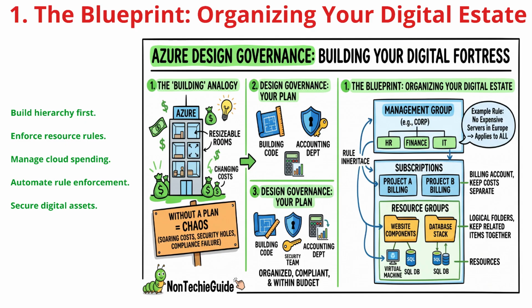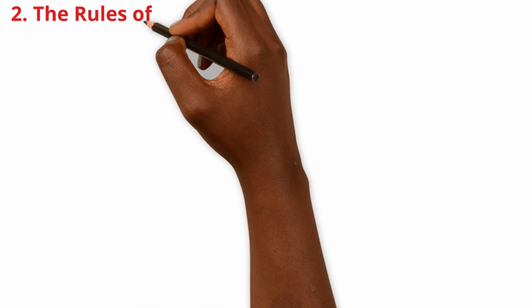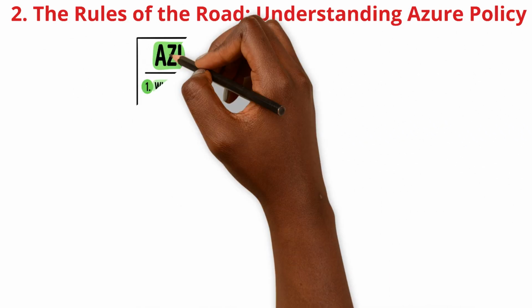It begins with the blueprint, organizing your digital estate into management groups, subscriptions, and resource groups. By building this structure, you create clear rules and budgetary controls, ensuring your organization stays compliant and within budget as it grows. Think of Azure Policy as the building code for your digital city.